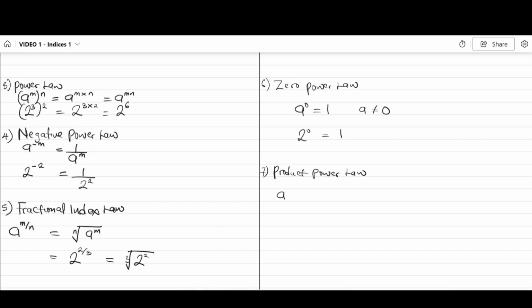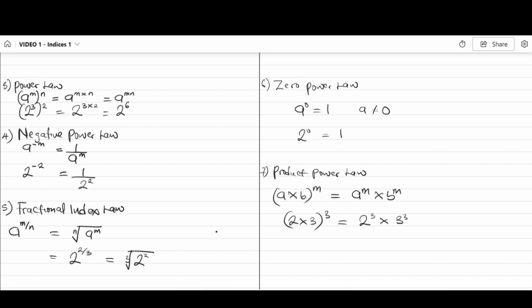So if I have a multiplied by b, all raised to the power of n, we are saying that the power is applied to each of the terms separately. So we have a raised to the power n multiplied by b raised to the power n. So if I have 2 times 3, all raised to the power of 3, this can be written as 2 raised to the power 3 multiplied by 3 raised to the power 3. This is how we express the product power law.